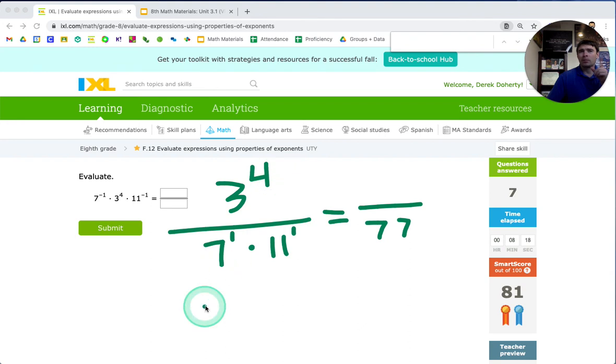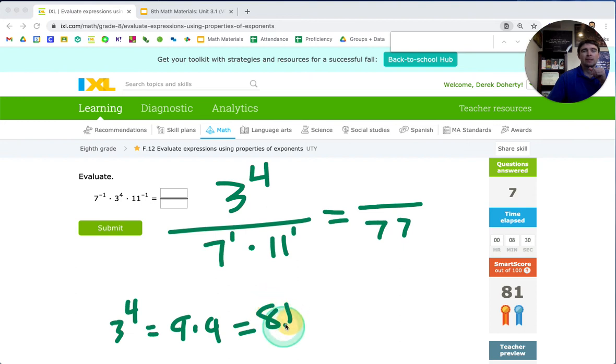We've seen that come up a few times. 3 squared is 9, so 3 to the 4th power is really, you could do 3 times 3 times 3, but I think of it as 9 times 9, because that would be 3 squared times 3 squared. And that gives me 81.